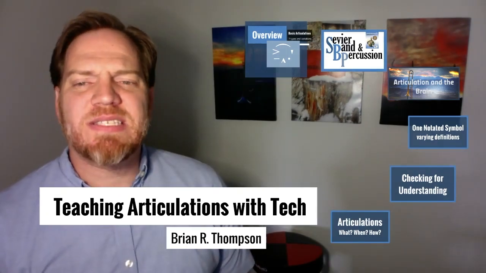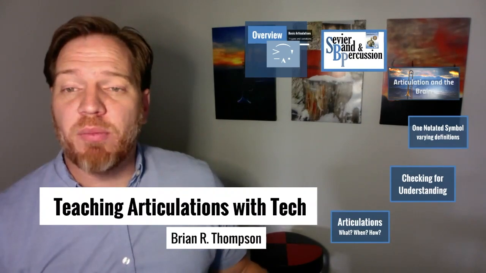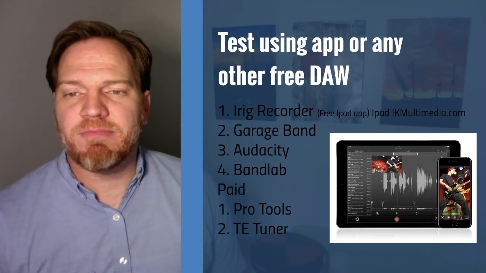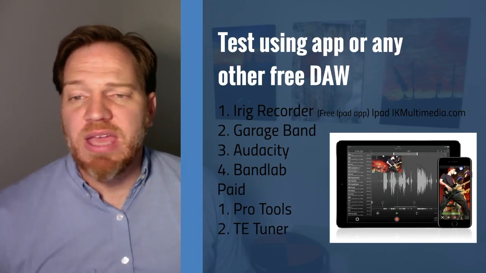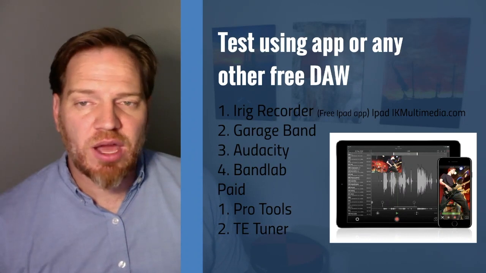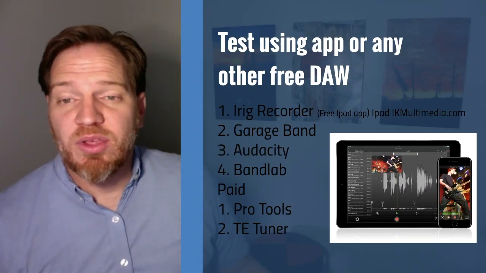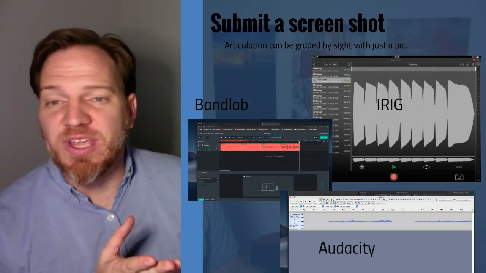How do you assess articulation using technology? This is the groundbreaking part of the lessons. I use apps like iRig Recorder, GarageBand, Audacity, or BandLab. Each of these, you can take a screenshot of how you've played and share that with the teacher. Or you could use Pro Tools or TE Tuner. The kids just take a screenshot.